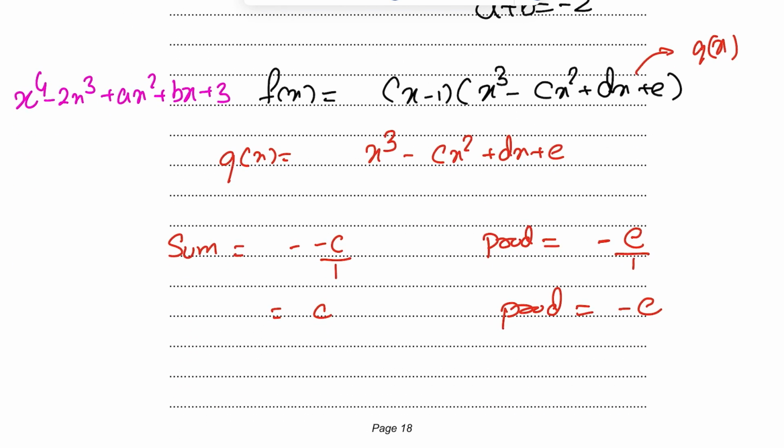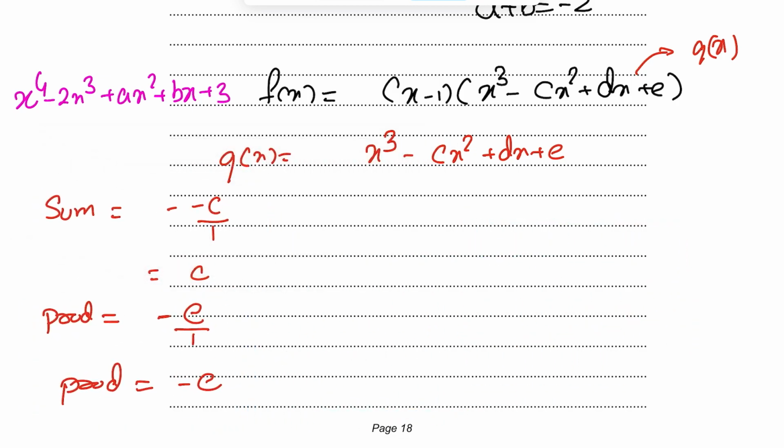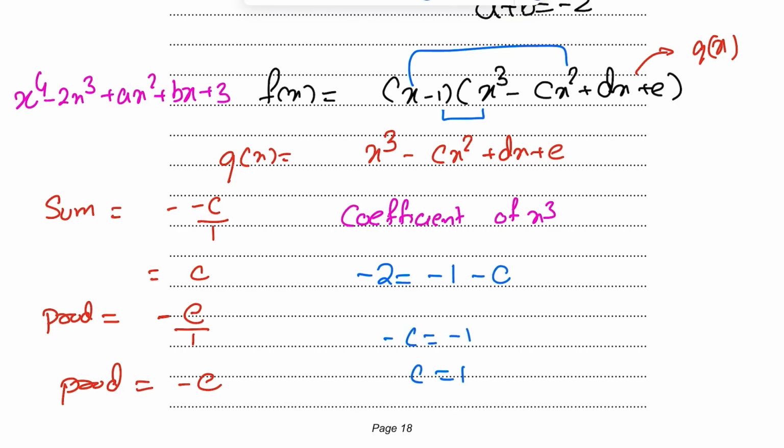So what will I be doing? I will be comparing the coefficients of x cube. The coefficient of x cube is minus 2, and over here x times x square and minus 1 times x cube. So minus 2 equals negative 1 x cube and negative cx cube. So negative c equals negative 1. So c equals 1. So therefore the sum of the roots is going to be 1.